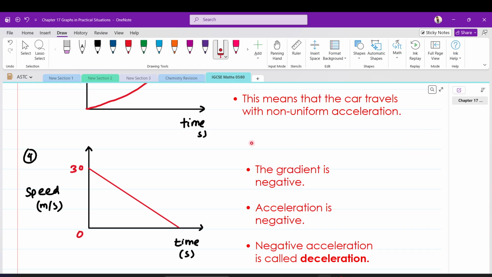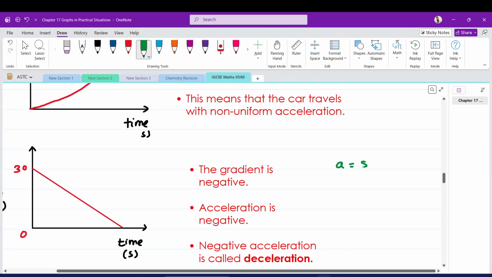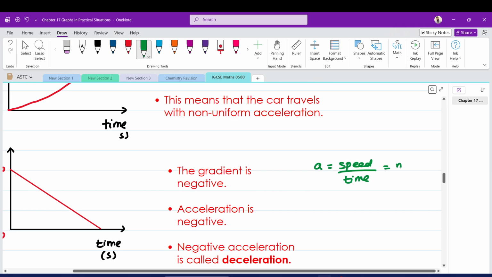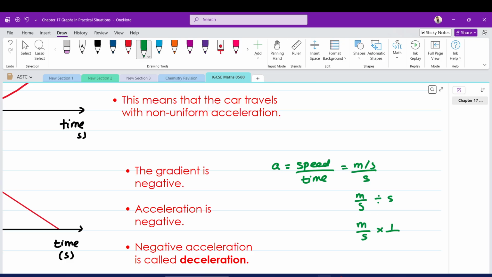Why is that the case? Because acceleration is equal to speed divided by time. The unit for speed is meters per second. The unit for time is second. So when you have meter per second divided by another second, you take the reciprocal, so this becomes meter per second multiplied by 1 over second, and therefore you get meter divided by s square. That's where you get the unit for acceleration.